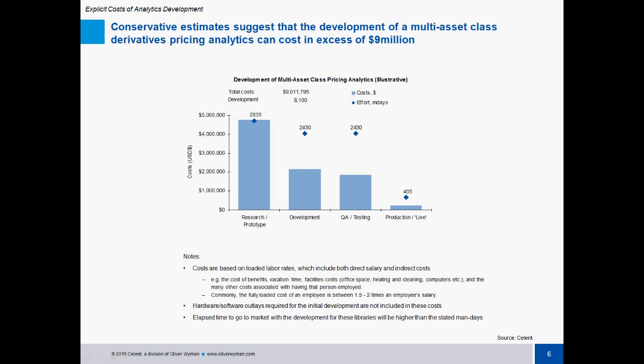And the costs here take into account what we term loaded labor rates, which include both direct salary costs as well as indirect costs such as the cost of benefits, vacation time, facilities, and so on. The numbers we have here are significant in themselves for development efforts, but the costs incurred here do not end here.